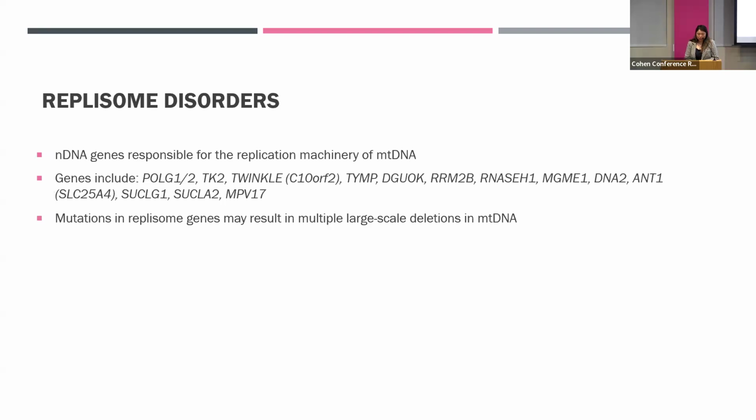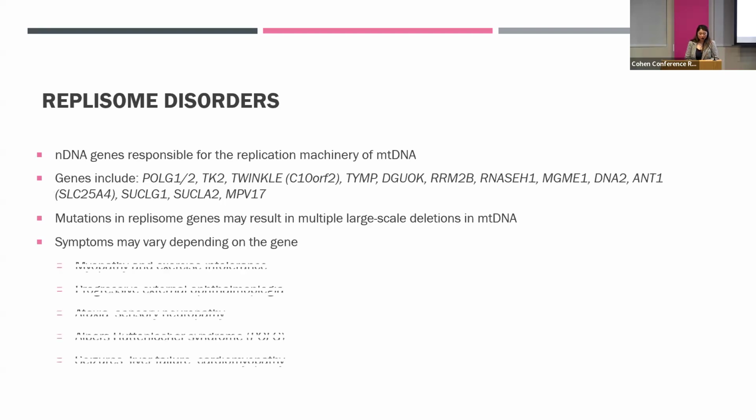So these are mutations in genes that are responsible for editing the mitochondrial DNA. If there's a problem with one of these genes and how the mtDNA edits itself, then you get lots of multiple deletions in mtDNA. And again, if you have chunks of the DNA missing, then you can't encode certain proteins. So the symptoms may vary depending on the gene, but these are the ones that we see in replisome disorder.